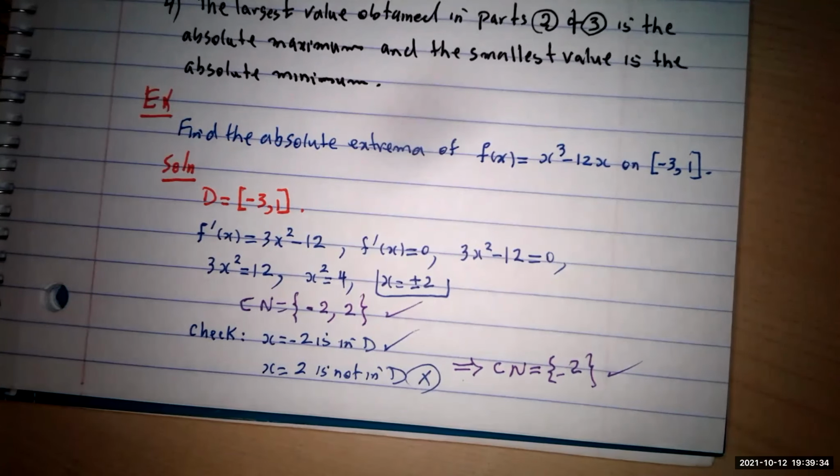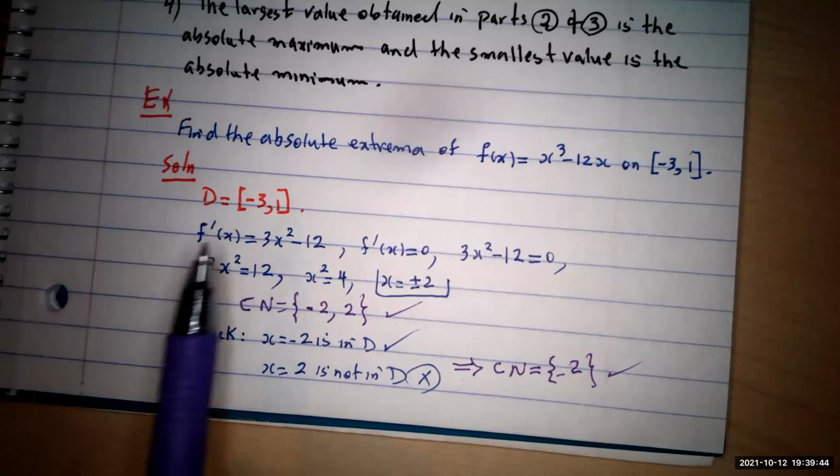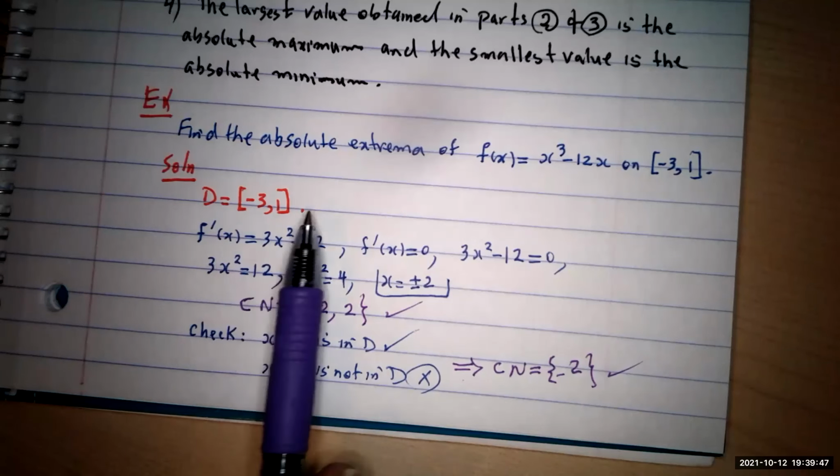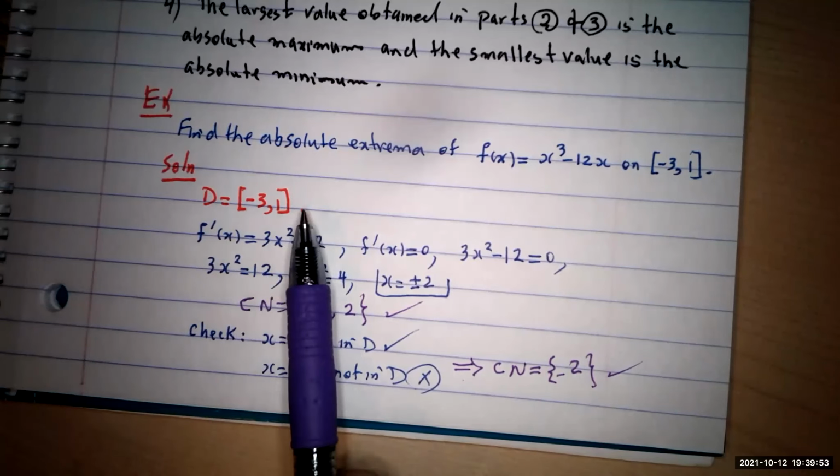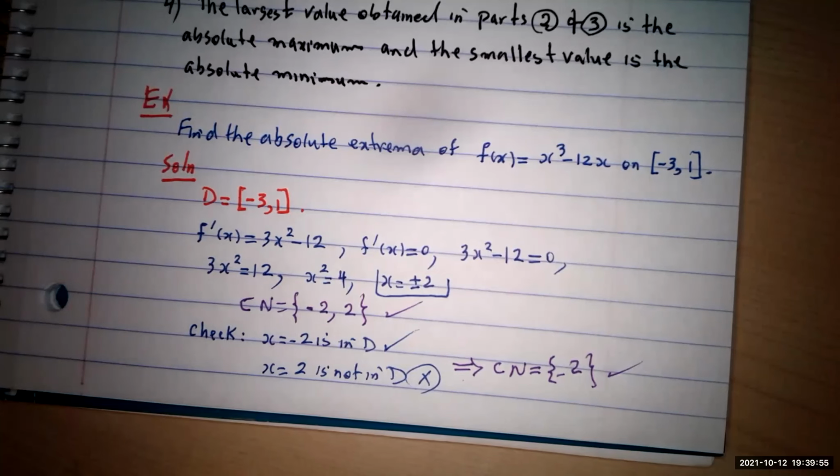I'm just a little confused. When you have the checkpoints, how do you tell if the negative 2 is in the domain and the 2 is not? Domain is everything between negative 3 and 1. Oh, okay, so everything's in the domain. Yes, negative 2 is between negative 3 and 1, but 2 is not. Oh, I see. Thank you.